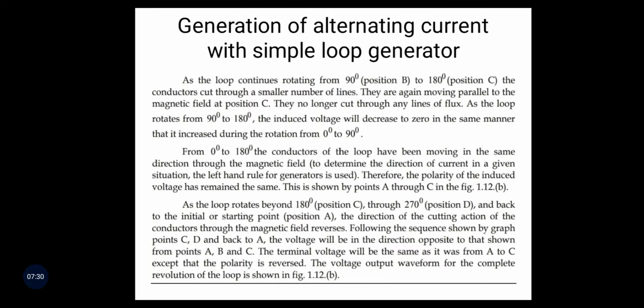At 180 degrees, the magnetic flux cut by the conductor is 0. Then at 180 degrees there is no induced EMF. The induced voltage will decrease to 0 in the same manner that it increased during the rotation from 0 to 90 degrees.